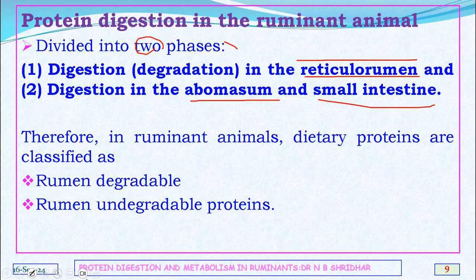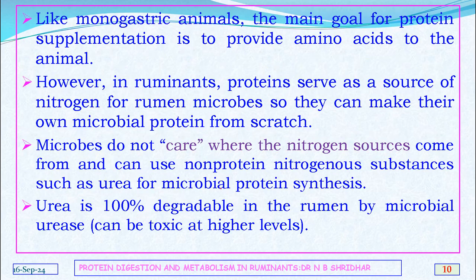Therefore, the dietary proteins of ruminant animals are classified as rumen degradable protein because they are going to be degraded in the rumen. Since they are degraded in the rumen, they are known as rumen degradable proteins. Whereas the rumen undegradable proteins will go to the abomasum and small intestine. So simply, this is how the procedure takes place in ruminants.